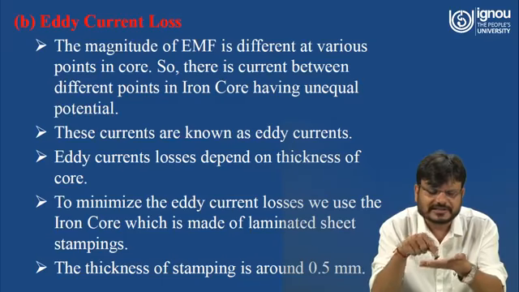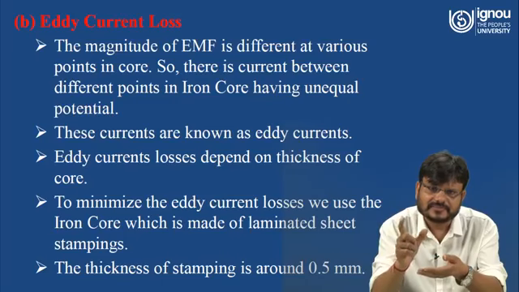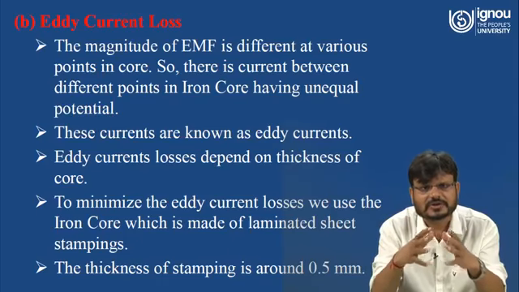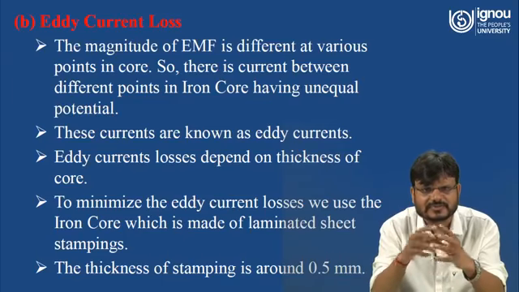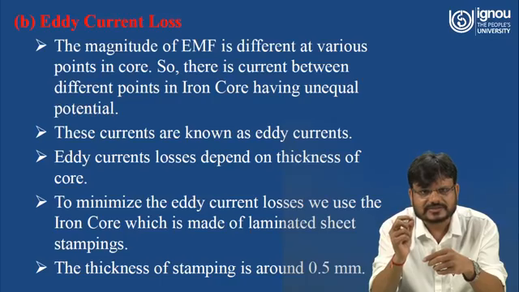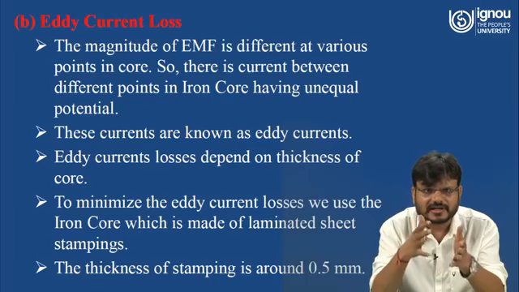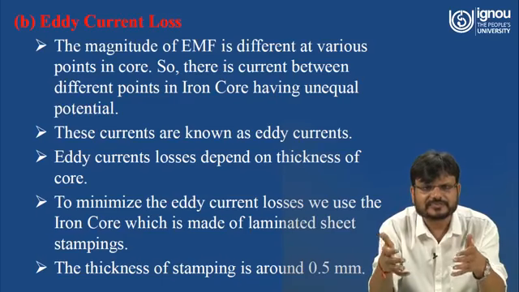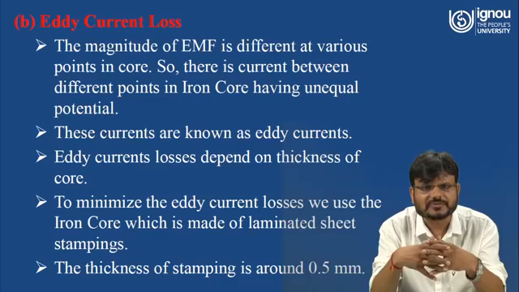So due to the difference in the EMF at different points of the core, a current starts to flow, and this current is called eddy current. These eddy current losses depend on the thickness of the core. If the thickness of the core is less, you can reduce the eddy current losses. That's why the core of the transformer is laminated. To minimize the eddy current losses, we use an iron core made of laminated sheet stampings, and the thickness of a stamping is around 0.5 mm.